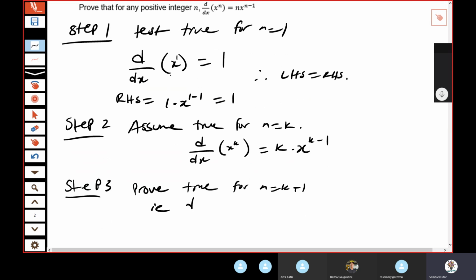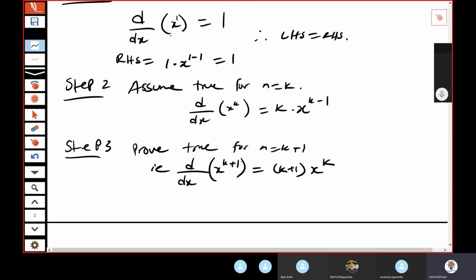So i.e., they're trying to prove that the derivative of x to the power k plus 1 is going to be k plus 1 times x to the power of k, which we know is true, because when you differentiate this, you bring the power down, and then take away 1 from the power. But you have to prove it. So what a lot of kids did, just wrote, okay, left-hand side's this, and then differentiate it, and it gives you right-hand side. That's great, but unfortunately, that's not really induction, is it?